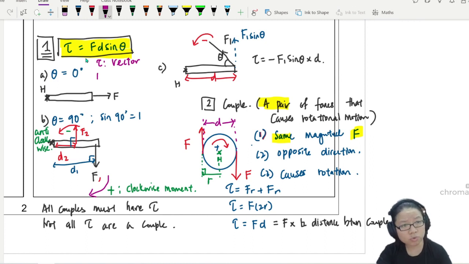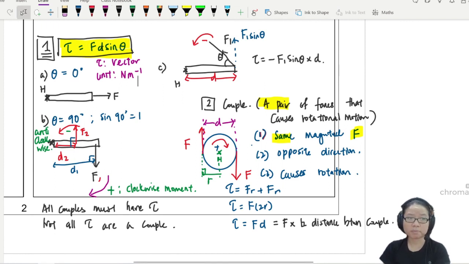And number two, the unit for torque is Newton meter. Okay? So this is the important thing. You should know what torque is, how to define it, product of force and perpendicular distance. All right? And know how to calculate given different scenarios. I will see you in the examples.